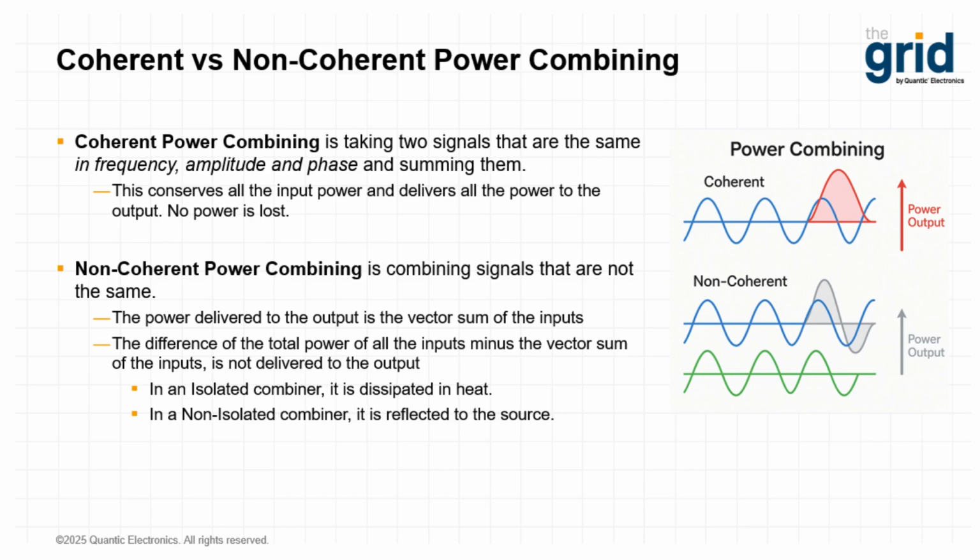This is the difference between an isolated power combiner, which we're going to talk about in a minute, and a non-isolated power combiner. In an isolated power combiner, all that energy is dissipated internal to the combiner as heat. In a non-isolated combiner, that subtracted energy gets reflected back to the original sources, and that shows up as a higher VSWR to those sources.